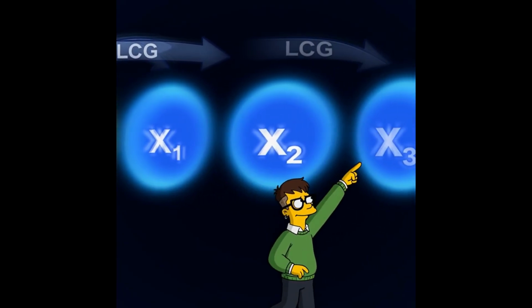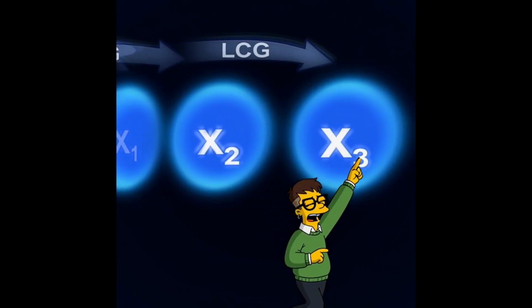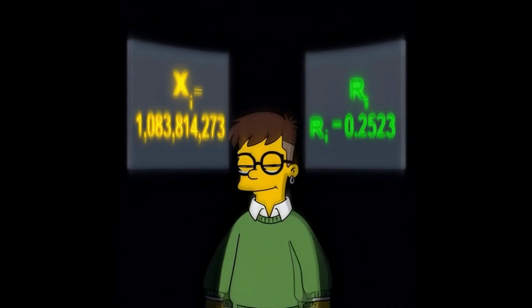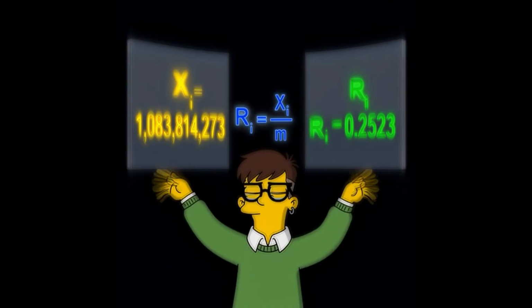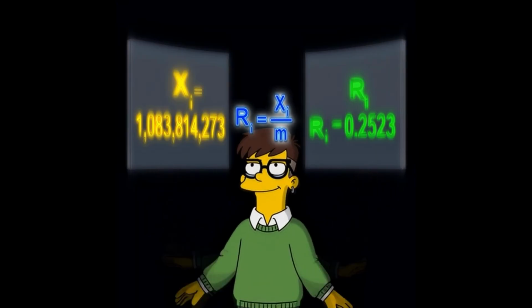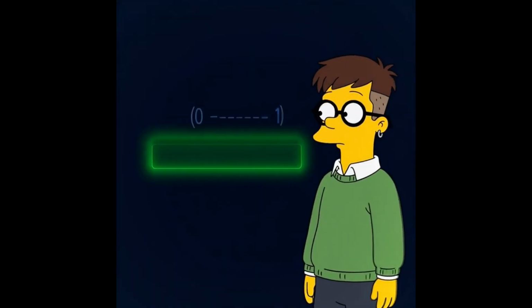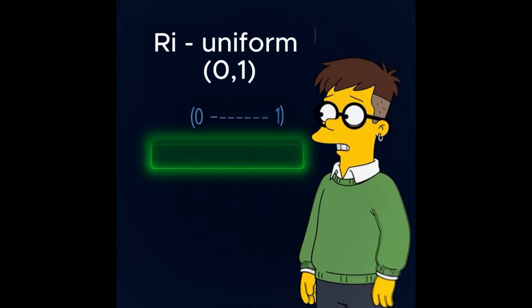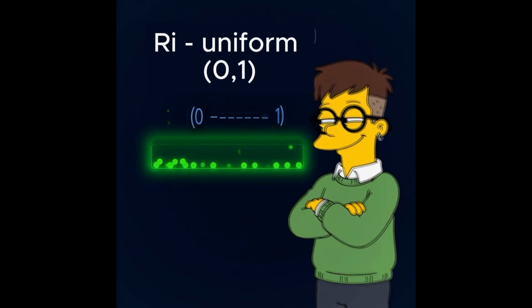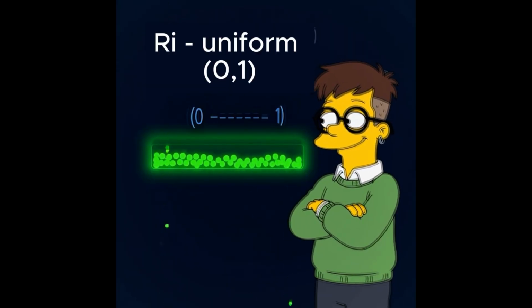With our specific values, the formula becomes x sub i plus 1 equals the quantity 1,664,525 times x sub i plus 1,013,904,223, all mod 4,294,967,296.